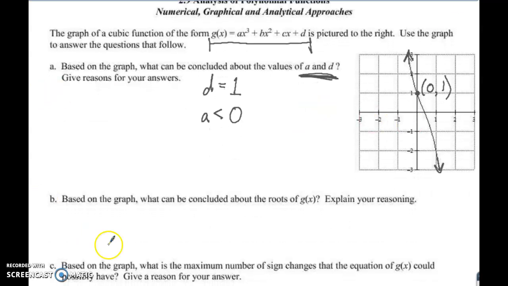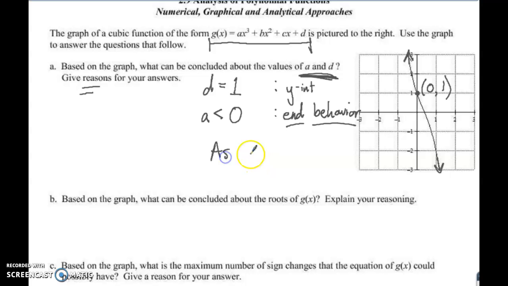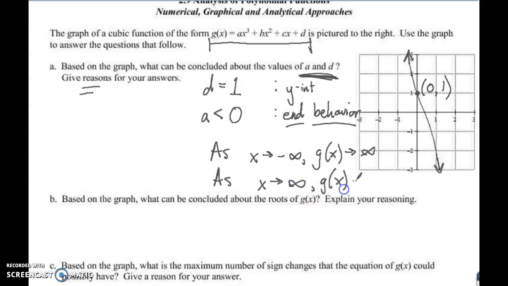Okay, so you might want to give a little bit more of a reason than, I mean, obviously I verbally said what these represent, the y-intercept, and this is because of the end behavior. Obviously I would like you to be a little bit more specific about the end behavior: as x goes to negative infinity, they call it g of x, g of x is going to infinity, and same thing as x goes to positive infinity, g of x is going down to negative infinity.